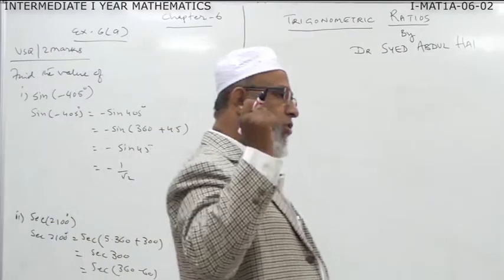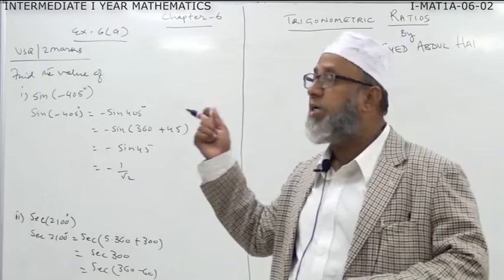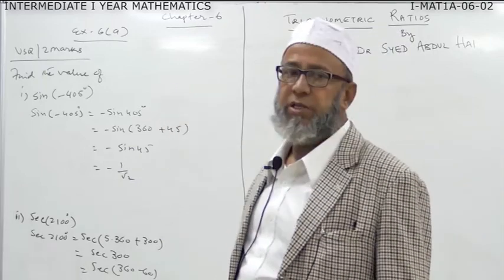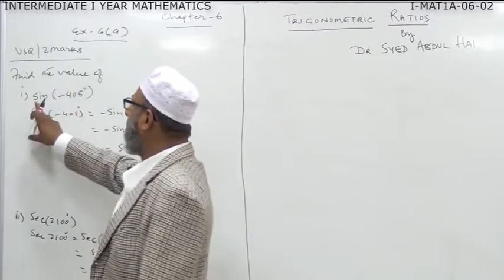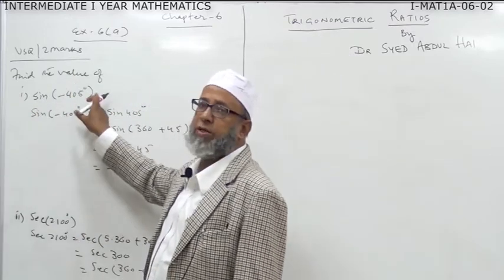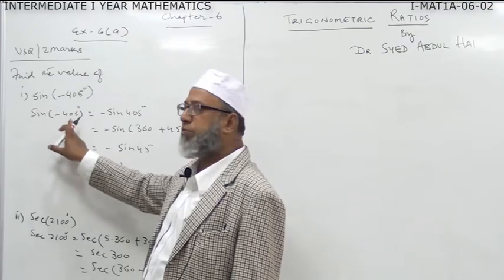I will take you through the numerical questions from your reader, that is exercise 6A. These are very short questions of 2 marks each. Find the value of, first question is sin minus 405. You take sin minus 405.